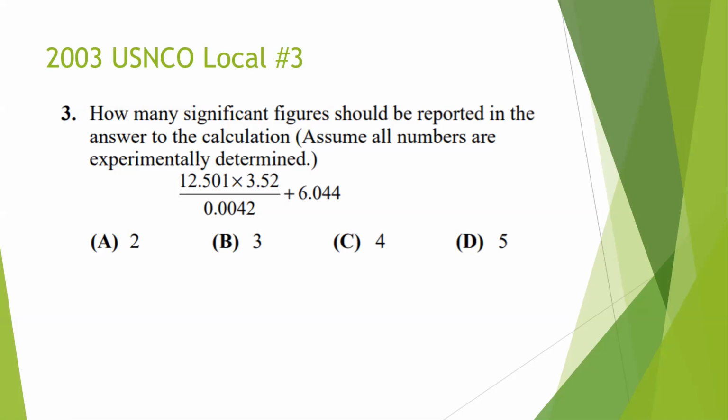It says, how many significant figures should be reported in the answer to the calculation 12.501 times 3.52 over 0.0042 plus 6.044? Does anyone have any ideas on how to start this problem?